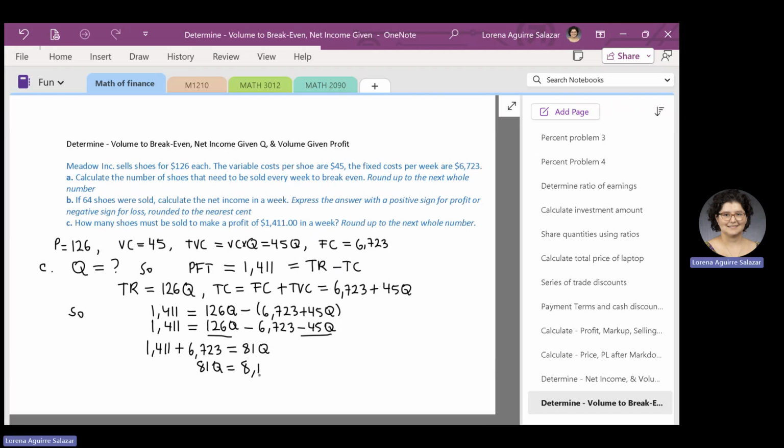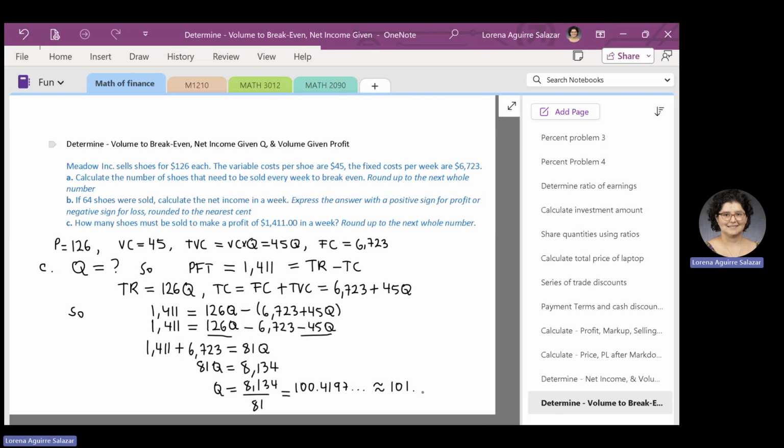The Q should be equal to 8,134 divided by 81, and that's equal to 100.4197 and so on. We can approximate this answer and round up to the next whole number, which is 101. 101 shoes must be sold to make a profit of $1,411 in a week.